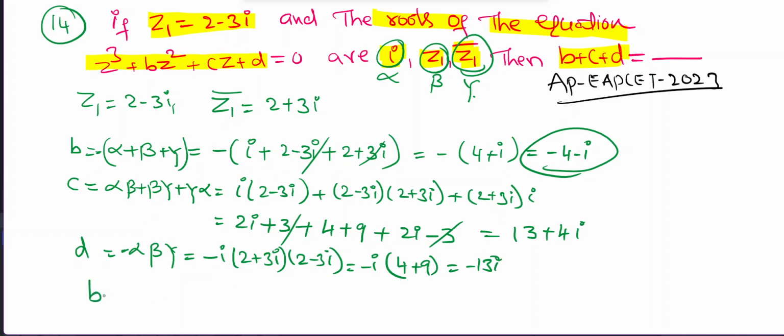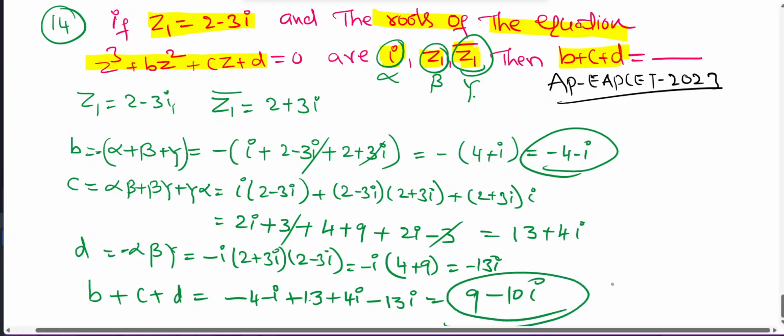Now we find b plus c plus d. The b value is minus 4 minus i, the c value is 13 plus 4i, and d is minus 13i. Here 13 minus 4 is 9. And for the imaginary parts, 4i minus 13i minus i, this is minus 14i plus 4i, this is minus 10i. This is the value of b plus c plus d, 9 minus 10i.